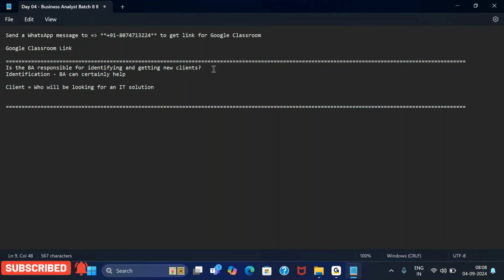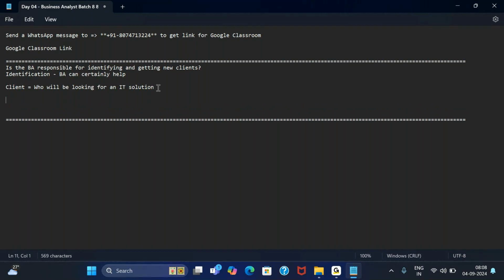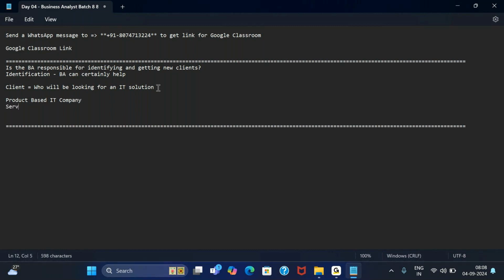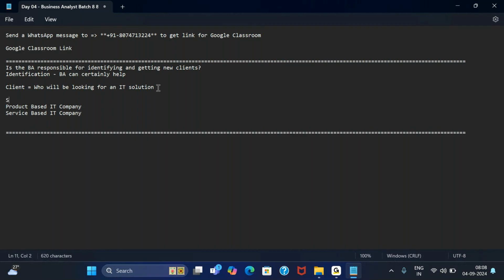Now typically, for me to get started, I have two options. One is called product based IT companies, and the other one is called service based IT companies. So what happens is, here I have a supermarket, and I'm looking for a billing software.